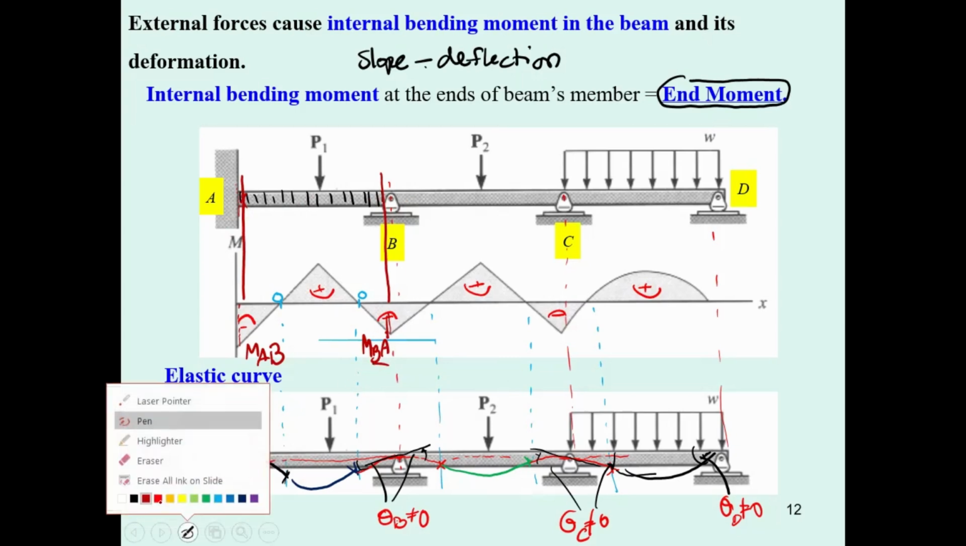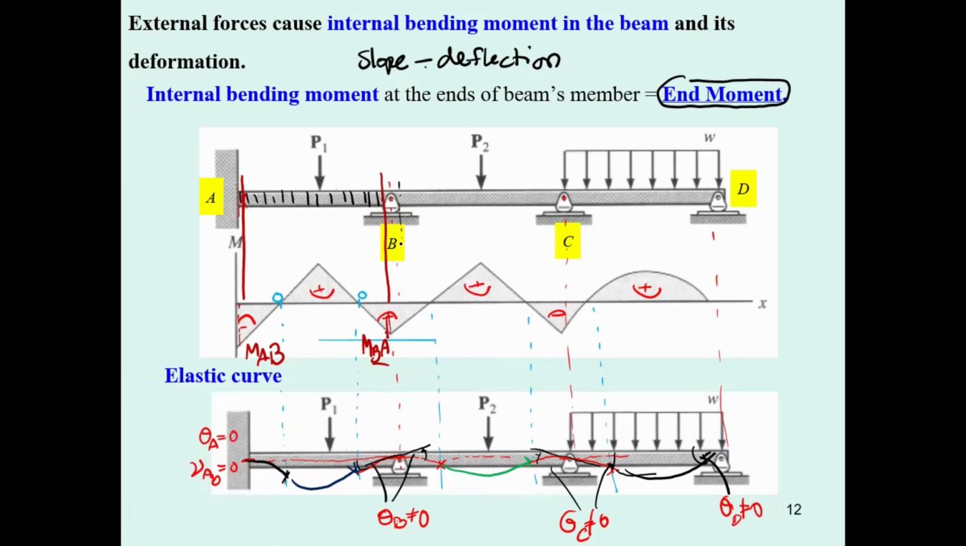Now let me move to the next one. On the right of point B, there is the moment called M sub BC. And on the left of point C, we call this one M sub CB, very close to point C. Maybe only 0.1 millimeter, but not at that point. And then we also have this one and this one. We call this one M sub CD, and the last one over here, we call M sub DC.